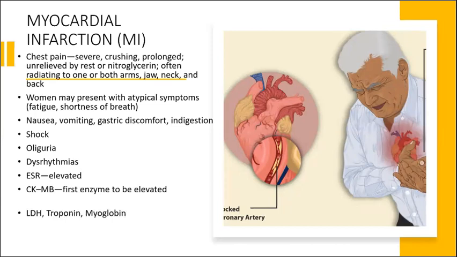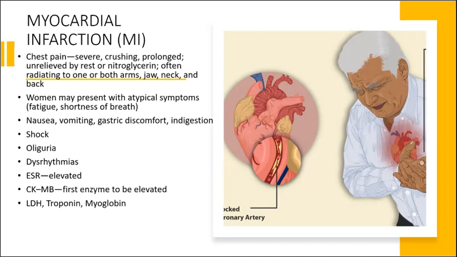We can also look out for our LDH, our troponin, even our myoglobin. The LDH would appear in 12 to 24 hours. Your troponin peaks in 4 to 12 hours, and it can remain elevated for up to 2 to 3 weeks. And with our myoglobin, it begins to rise within 1 hour, and it peaks in 4 to 6 hours, and it can return to normal in less than 24 hours.